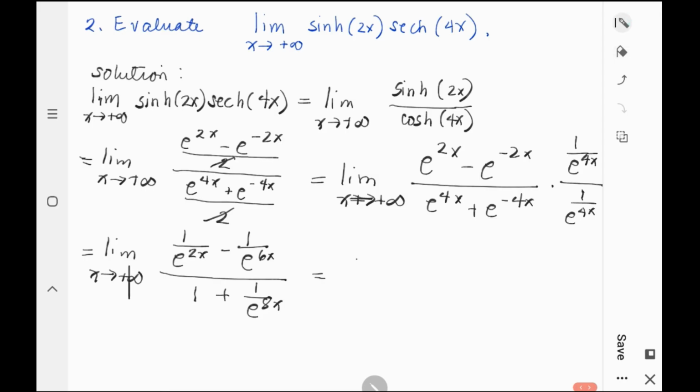So what is the limit of 1 over e to the 2x as x approaches infinity? As x approaches infinity, this goes to infinity and this whole thing goes to 0. The same goes with this other term. You have minus 0 all over 1 plus, what is the limit of 1 over e to the 8x as x approaches positive infinity? It's also 0. So it's 0 over 1, and the final answer is 0.